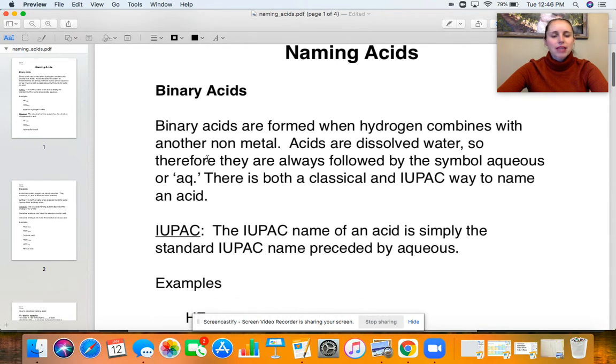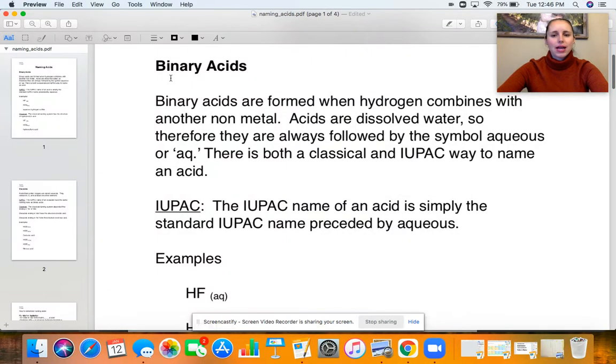The first type of acid we're going to name is called a binary acid. Binary actually just means two, bi means two. So a binary acid is formed when hydrogen combines with some sort of other nonmetal. We know it's an acid because it's got hydrogen in it. We learned that in grade 10. So all acids start with hydrogen, and hydrogen is bound to some sort of other nonmetal.